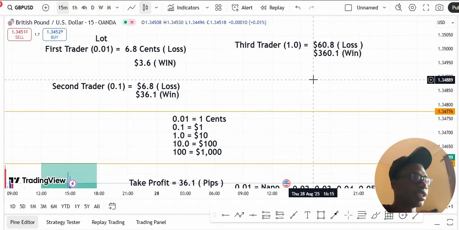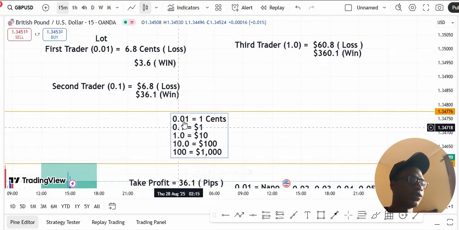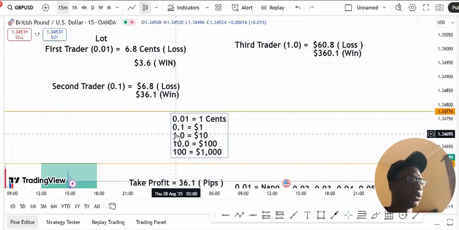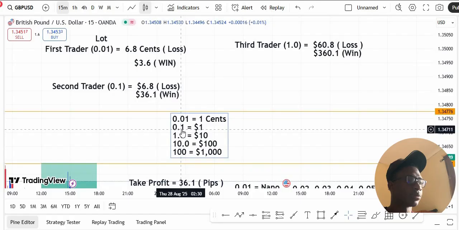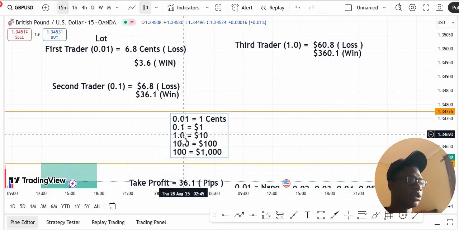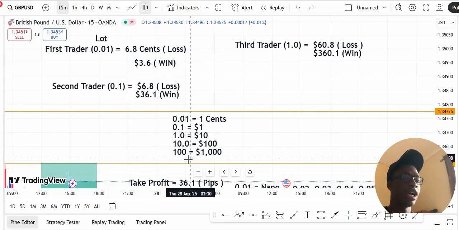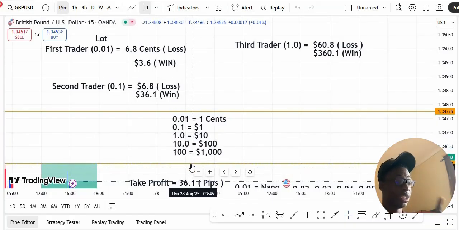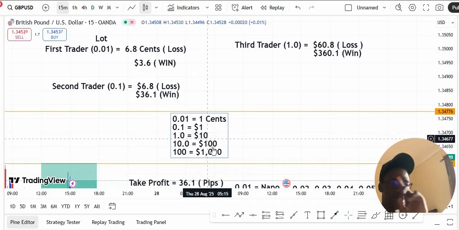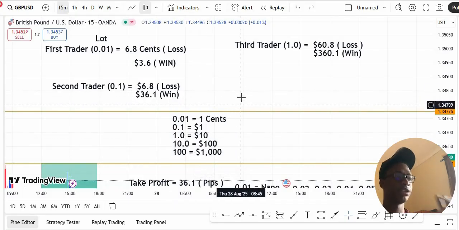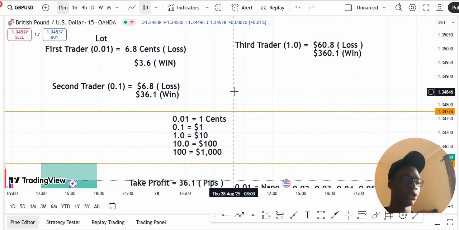Right? So the assignment for you guys is to calculate how much the fourth trader is going to make if the trader uses 100 lot size. As you can see, we've done 0.1, we've done 0.1, and we've done 1.0. I want you guys to do 10.0 and 100, but let me do 10.0 for you guys.